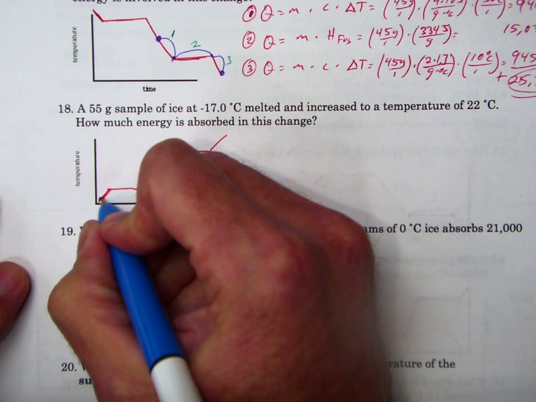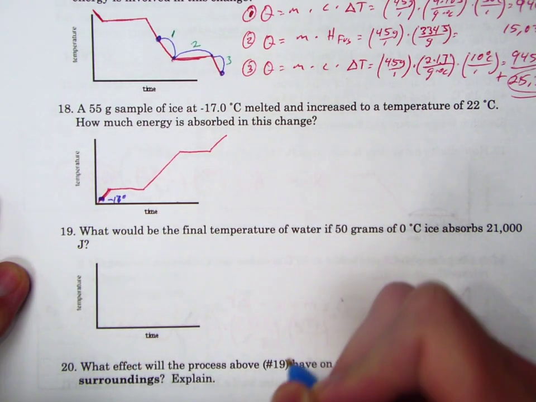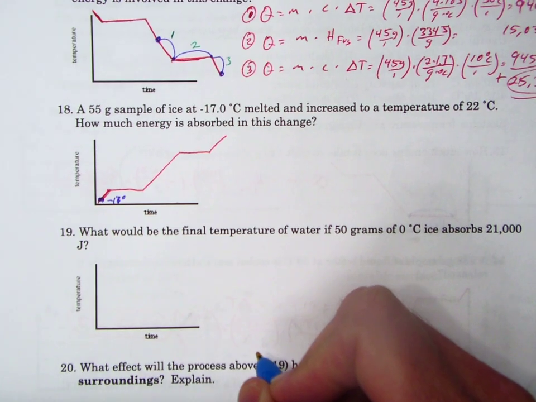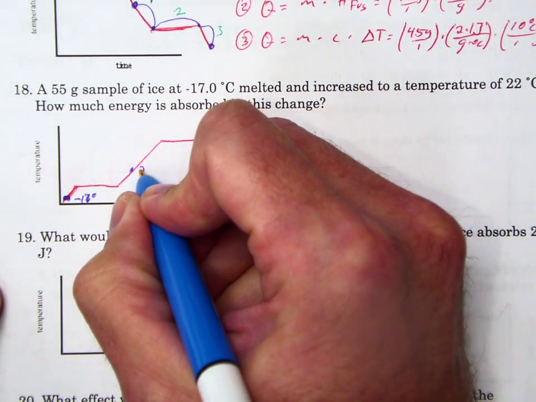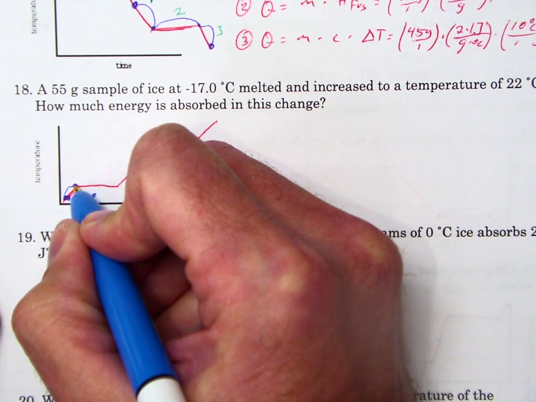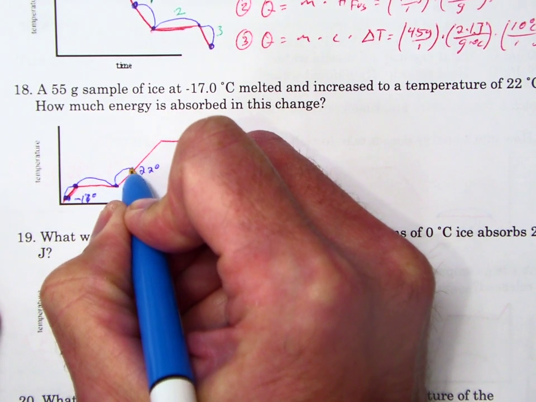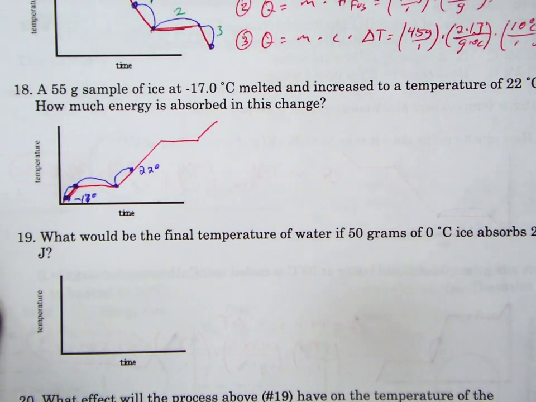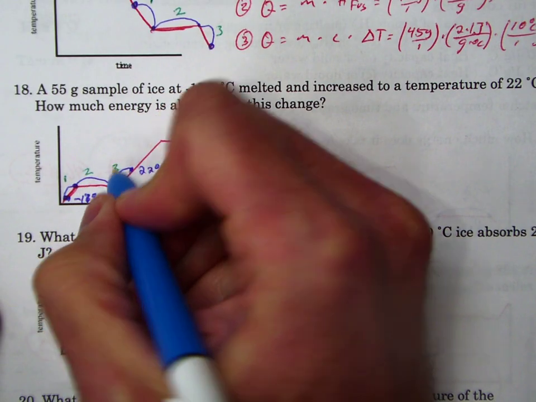Now we start out down here at negative 17 degrees Celsius, and then it's going to end up at 22 degrees Celsius. So for that to happen, we first need to warm up our ice. Then we need to melt our ice to liquid water, and then we need to warm up our liquid water. So we've got 3 different segments that we need to calculate, and each one of these needs to be done separately. We've got 1, 2, and 3.